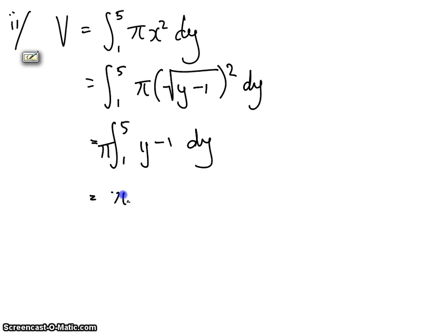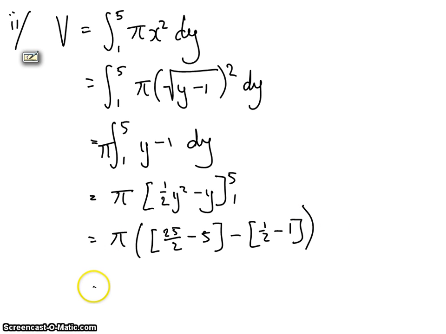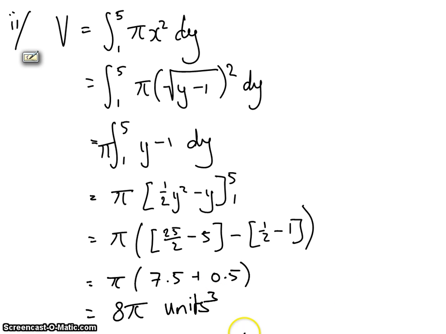This is easy enough to integrate, so this is pi times a half y squared minus y, between 5 and 1, and we just evaluate this. So this is 25 over 2 minus 5, minus a half minus 1. So in other words, this is pi times 12.5 minus 5, which is 7.5, minus 0.5. No, sorry, not minus 0.5. This is a half minus 1, so this is going to be negative half. So it will be plus. So our final answer should be 8 pi units cubed. And we are done.